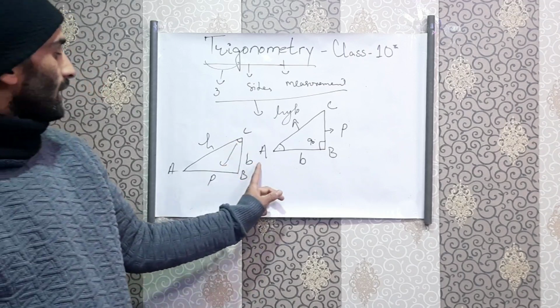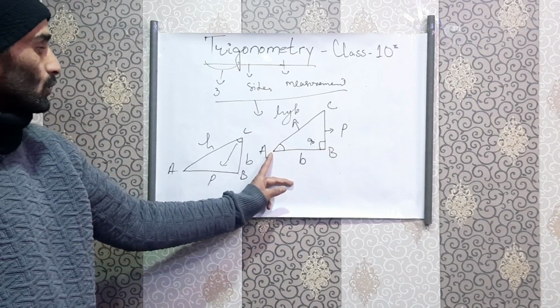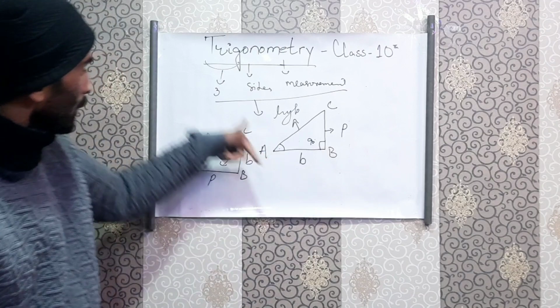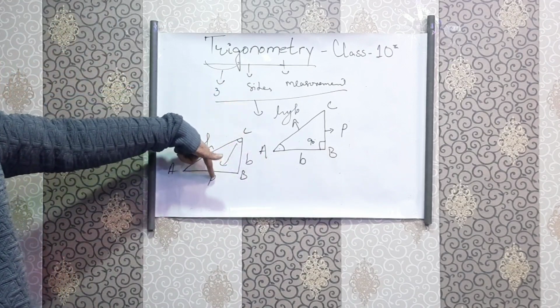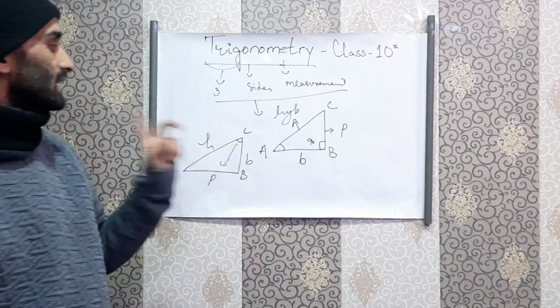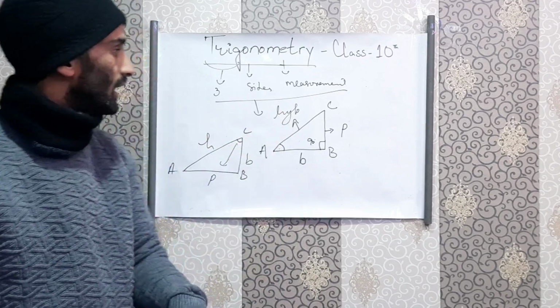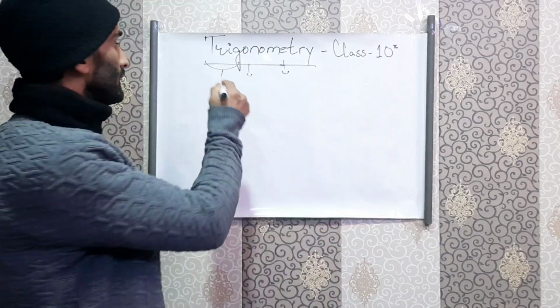Means perpendicular and base depend upon the angle we choose. If we choose this one acute angle, then the side opposite to that very angle is the perpendicular and this one is the base. And now the main thing we have to learn in the first lecture, that is the trigonometric ratios.